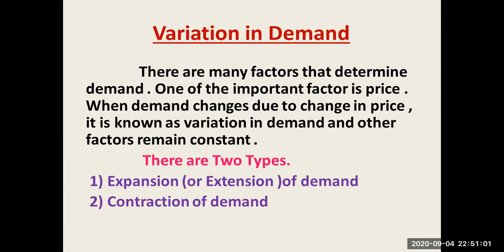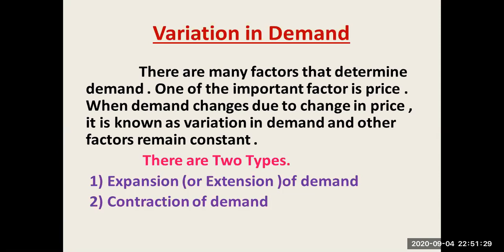Only the price will change, but the other factors are constant, so that is called the variation in demand. It means the price will rise or fall, and that's why demand changes, but we consider the other factors to remain constant. In variation in demand, there are two types. The first is the expansion or extension of demand, and the second is the contraction of demand.